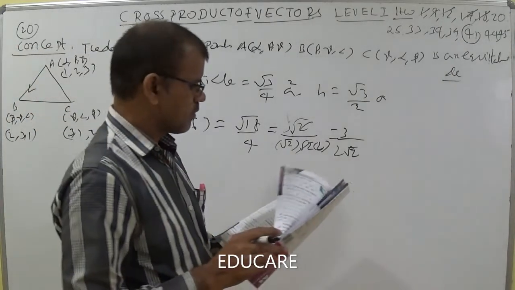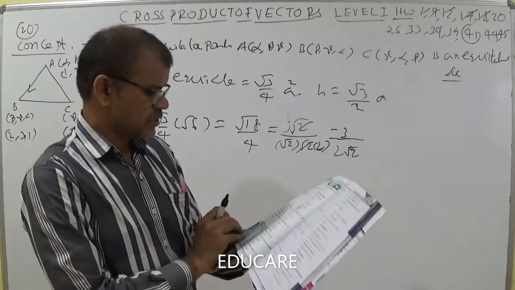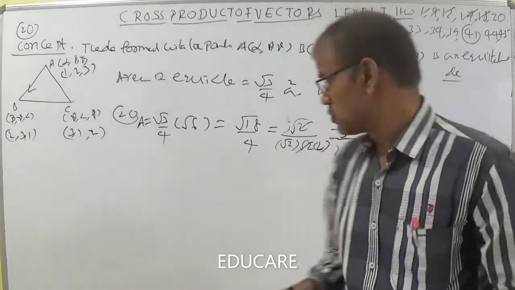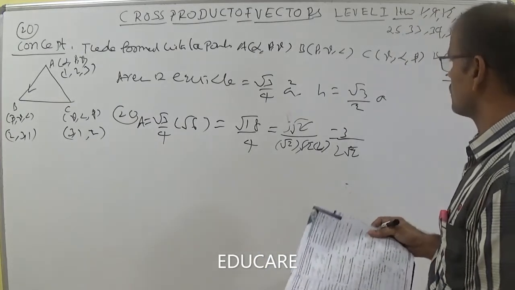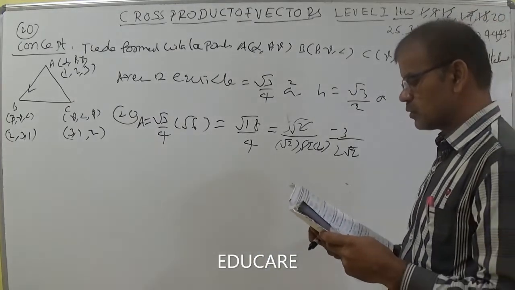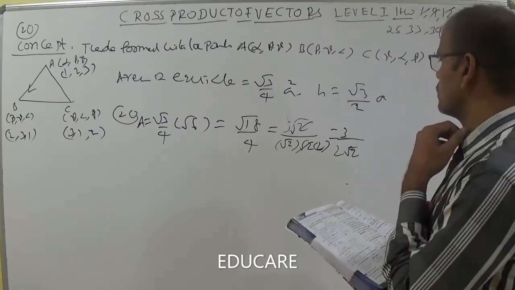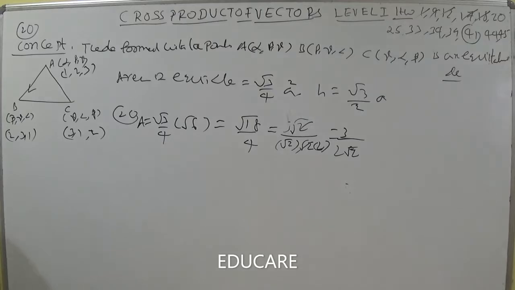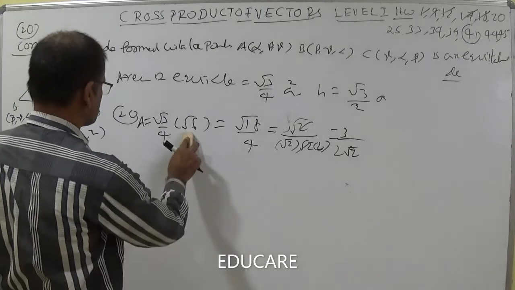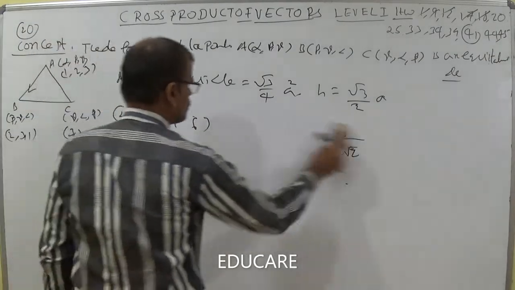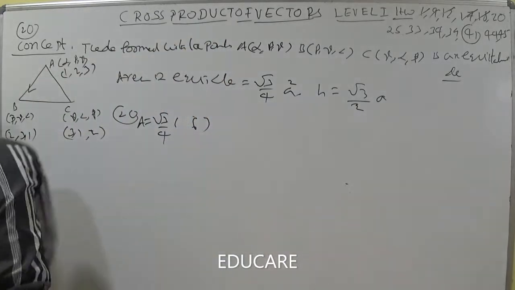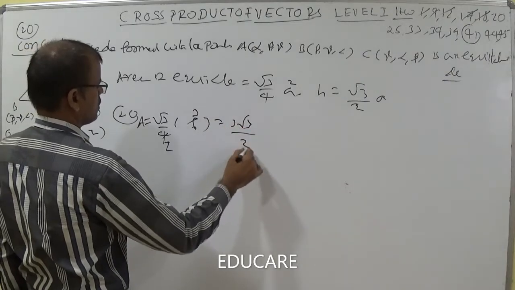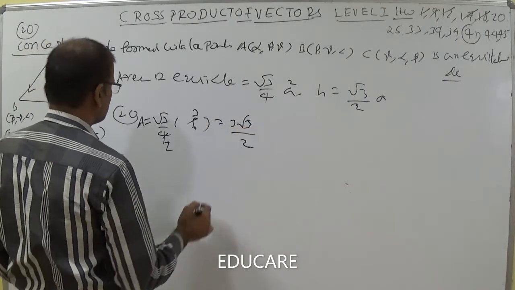20th question, 3 root 3. Just wait. The 20th question option he has given as first option, 3 root 3 by 2. He got 3 root 3 by 2. Points 1, 2, 3, 2, 3, 1, 3, 1, 2. Root 3 by 4 A square. A square value is 6, not root 6. So 2 times gets cancelled here, 3 times gets cancelled. Simply we got 3 root 3 by 2.